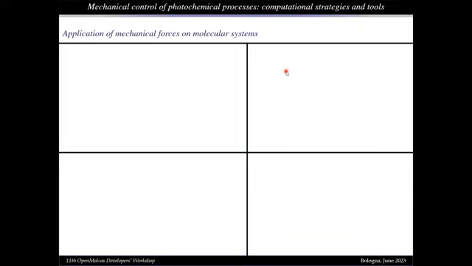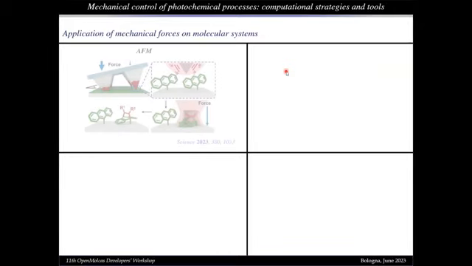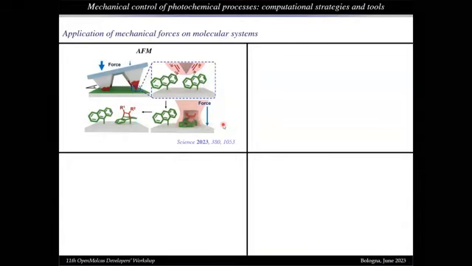So it's possible to apply mechanical forces to molecular systems experimentally. Here are a few examples, the most common ways to introduce these forces. For instance, we can use AFM. In this example, we have two reactants, two molecules that can undergo a chemical reaction, in this case a Diels-Alder reaction. So applying a specific force on these two molecules, it's possible to induce the chemical reactivity of the system in a, let's say, controlled way.